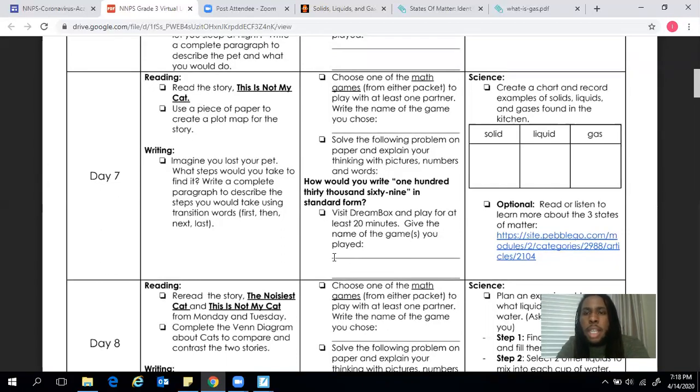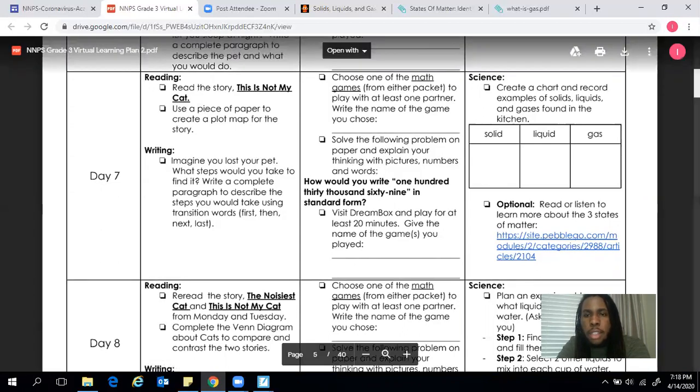For science, it says to create a chart and record examples of solids, liquids, and gases found in your kitchen. So this is something you can do at home. And then it says to go to Pebble Go, and you can go read and learn more about the states of matter there if you so choose. Remember, for Pebble Go, the username is your school name, and the password is just school. So you guys all have access to some great resources at home while we're not physically at school.